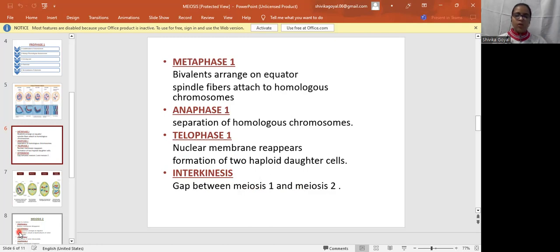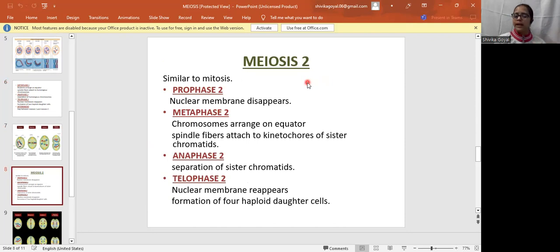Once interkinesis is done, the cell enters meiosis 2, and meiosis 2 is similar to mitosis. Meiosis 2 involves subphases like prophase 2, metaphase 2, anaphase 2, and telophase 2, and all these phases are very similar to mitosis. So, in prophase 2, what happens? The nuclear membrane disappears and the chromosomes again start condensing. Prophase 2 is very short in duration compared to prophase 1, where crossing over occurs. No crossing over occurs in prophase 2.